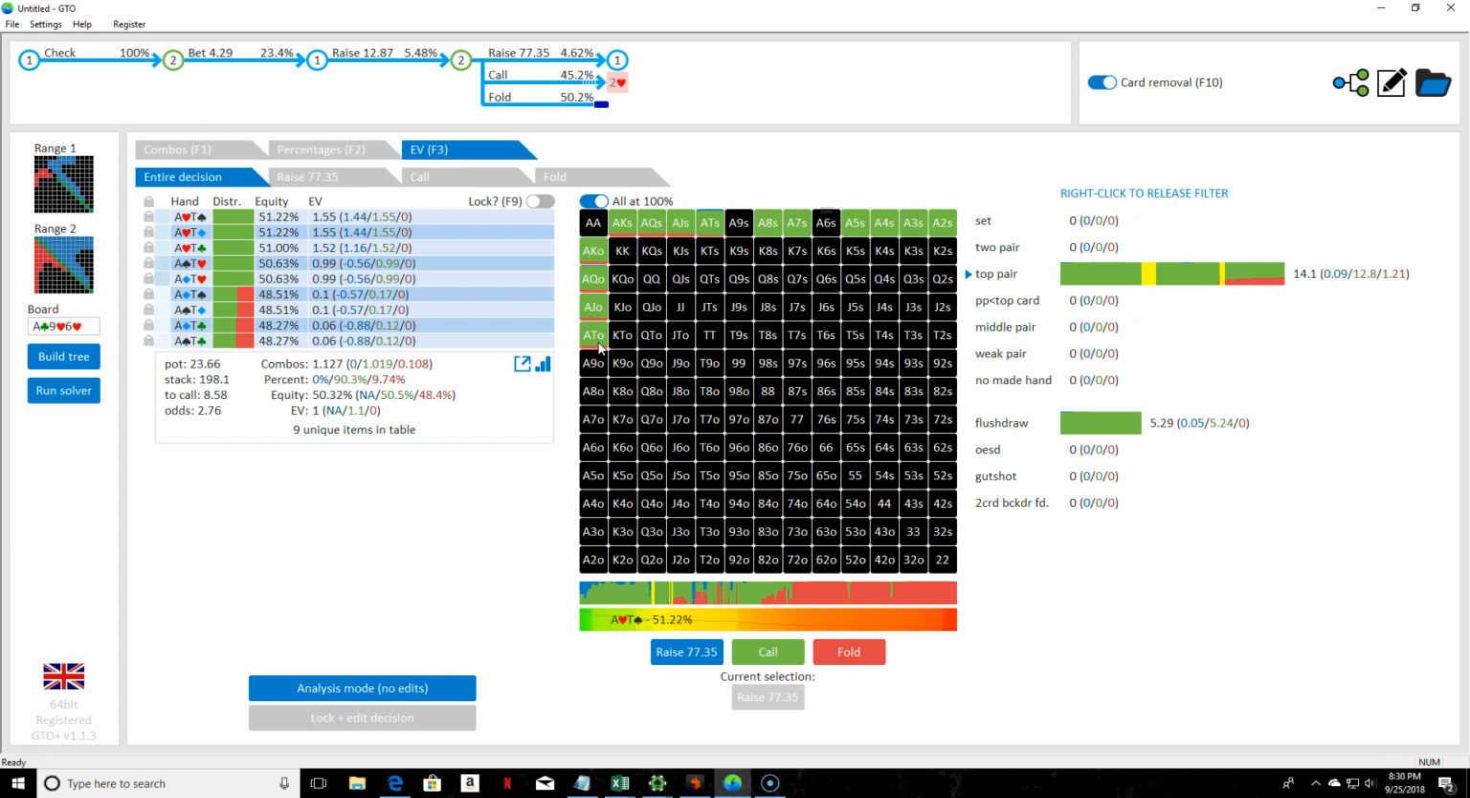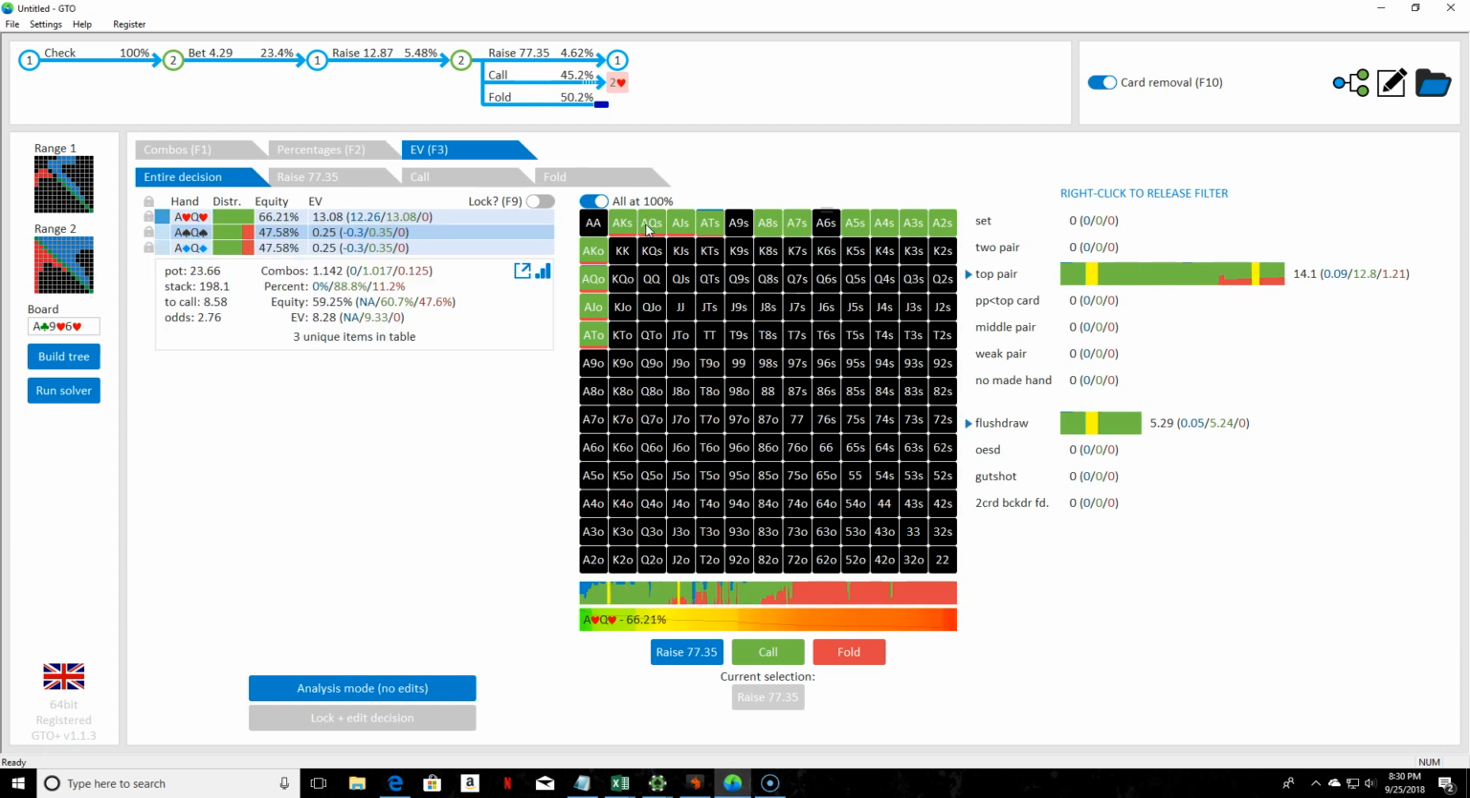I mean, look at the EV here. The EV is very small on those hands, 0.17, 0.12, 0.41. So I think it makes sense to actually fold these hands out.